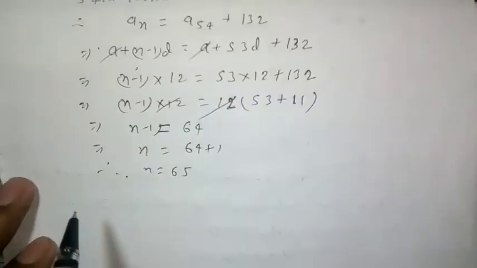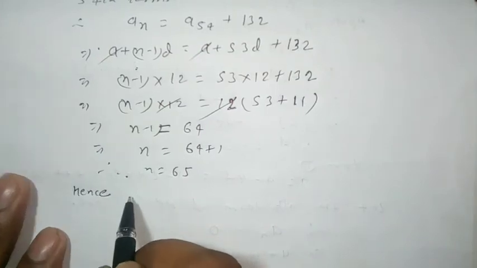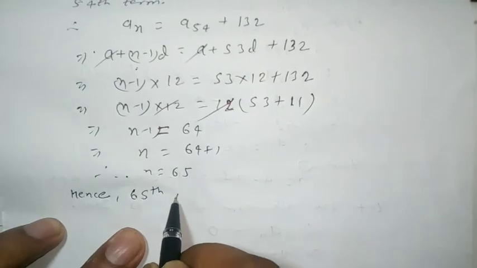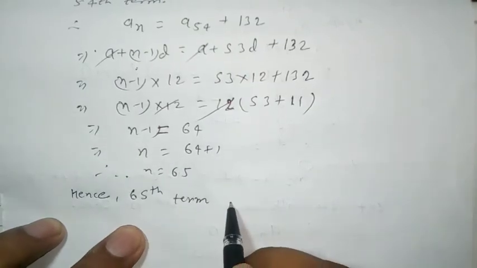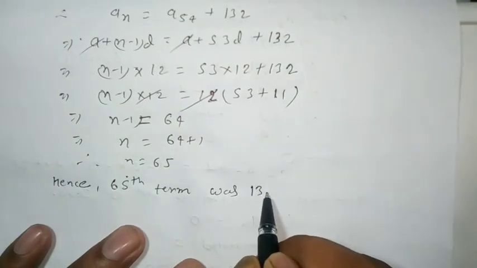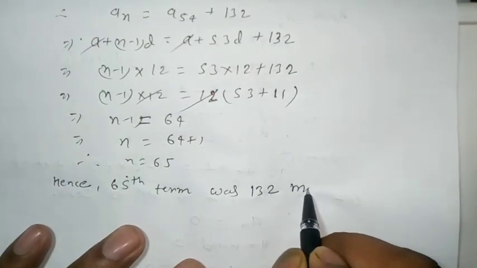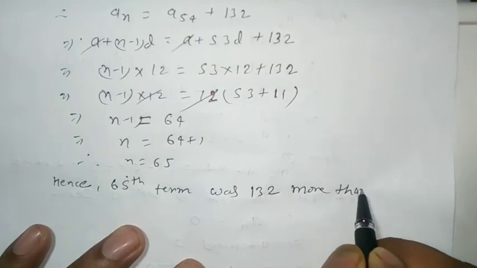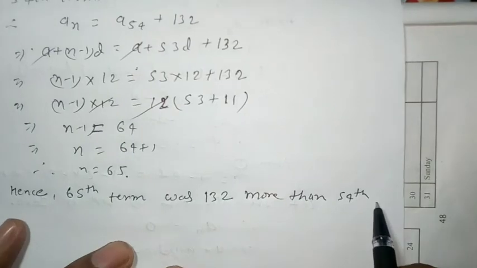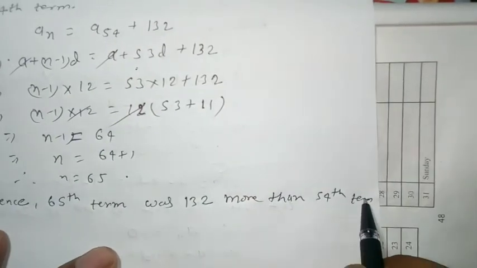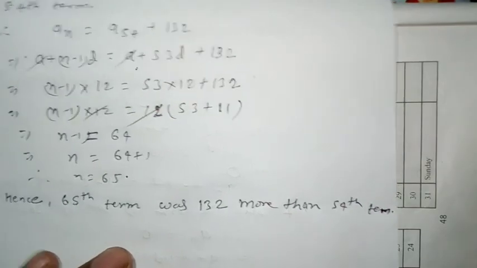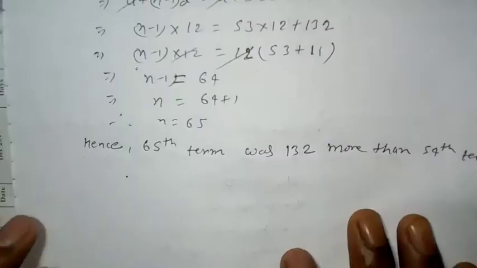Hence the 65th term was 132 more than the 54th term. Now the next question, question number 12.